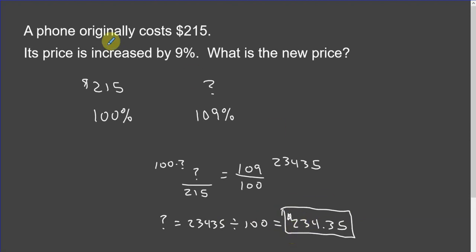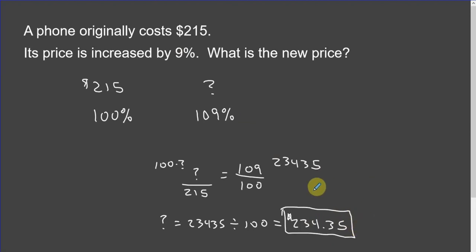Quick sanity check. The price was originally $215 and it increased by a bit, 9%. Yeah, 234 makes sense. If we had gotten a number that was less than 215, that wouldn't make any sense. If we got a number that was like 400, that's clearly too much. That would be almost a 100% increase, right? Not 9%. So 234.35 at least feels okay. And so we have confidence that that's the right answer. And indeed it is.